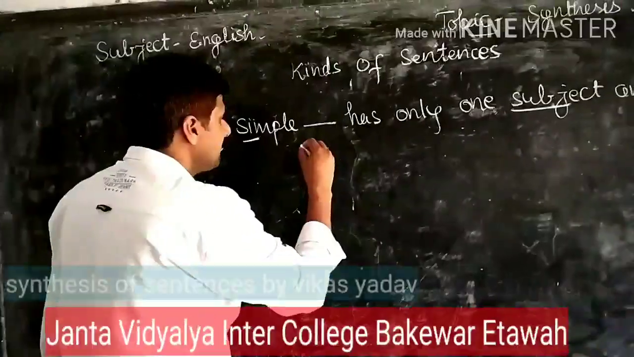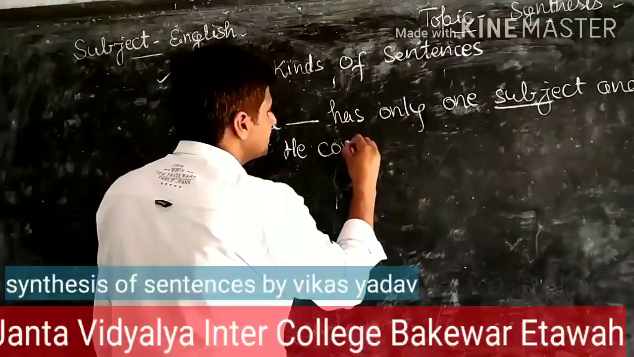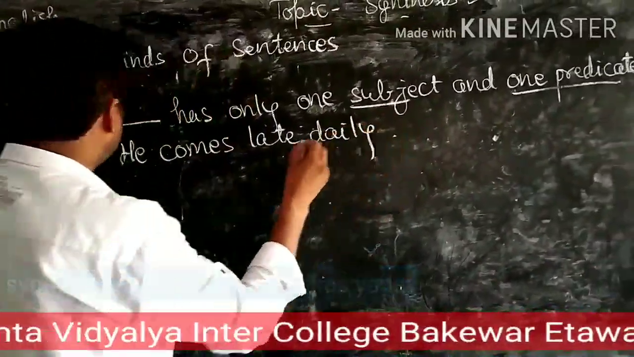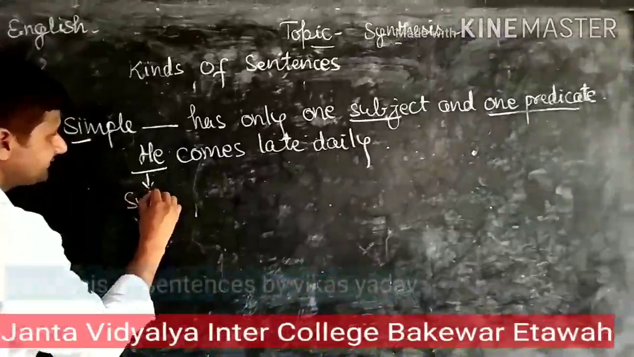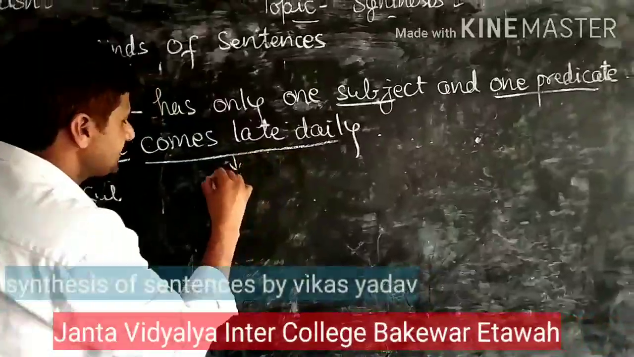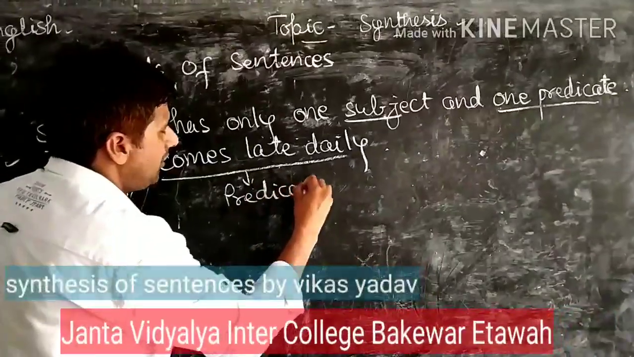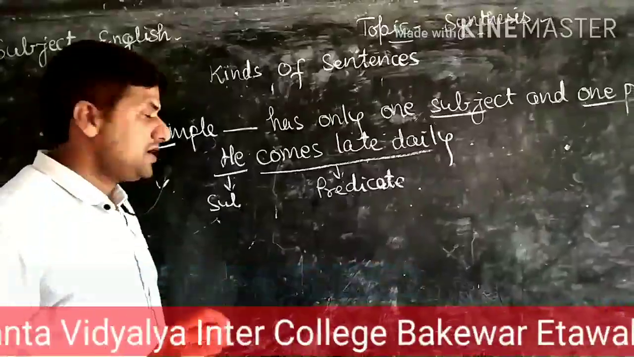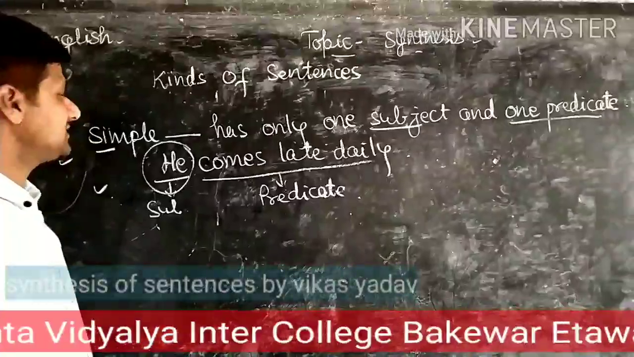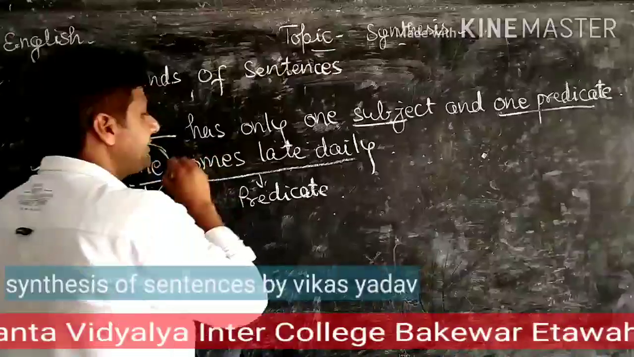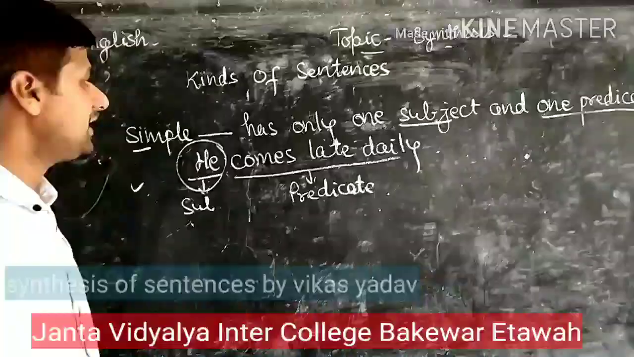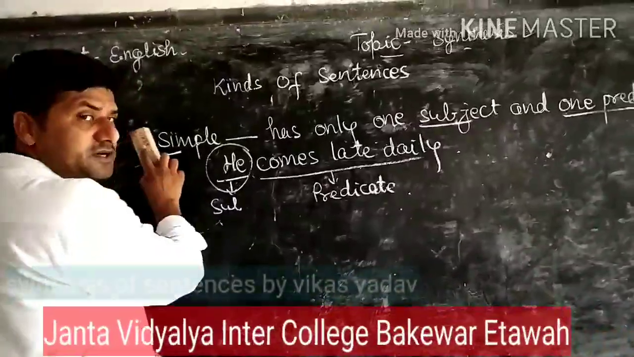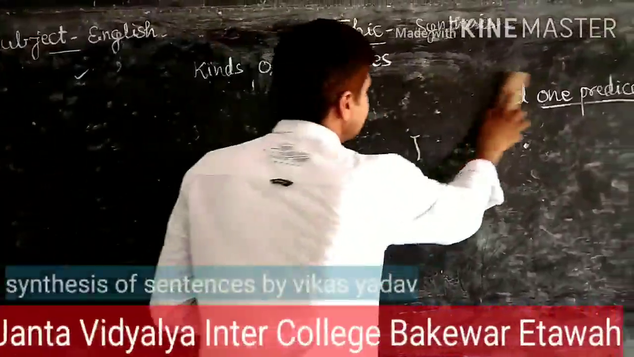For example, let's see. He comes late daily. In this sentence, he is the subject portion and comes late daily is the predicate portion of the sentence. This structure, if you see anywhere that there is a single subject and a single predicate portion, this type of sentence is called a simple sentence in the English language. Is that clear?